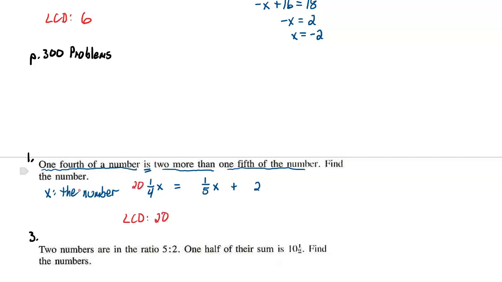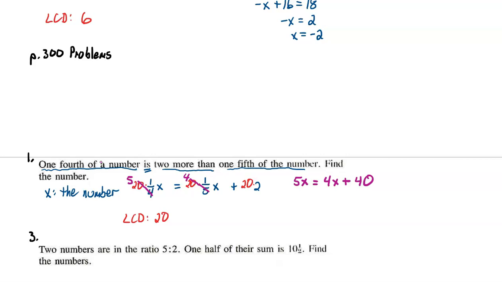We'll multiply the first term by 20, the next thing by 20, and even the 2 by 20. 20 over 4 reduces to a 5. 5 times 1x is 5x. 20 over 5 reduces to a 4. 4 times 1x is 4x. Plus 20 times 2 is 40.